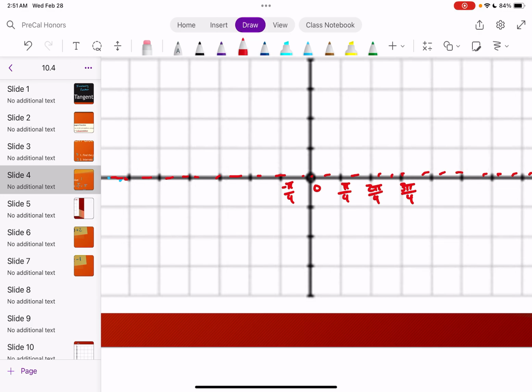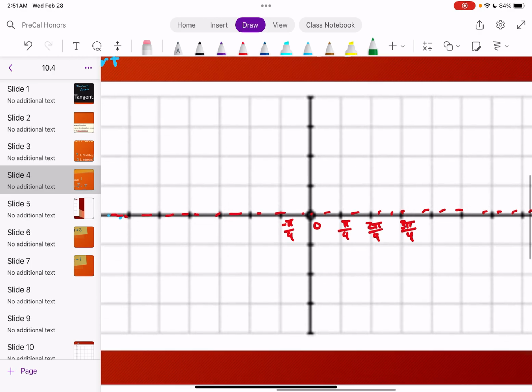Now these locations of negative pi over 4 and 3 pi over 4 are going to tell us exactly where our asymptotes are going to be. In this case, we're going to have a vertical asymptote at negative pi over 4 and 3 pi over 4.